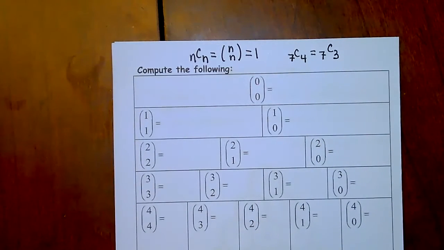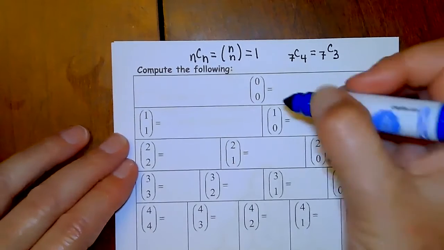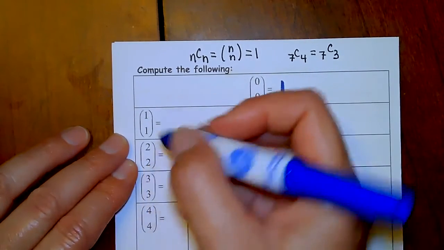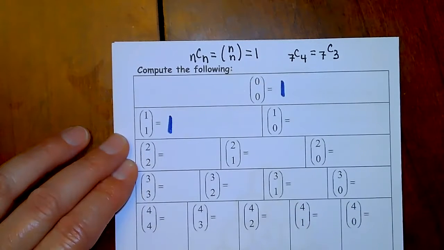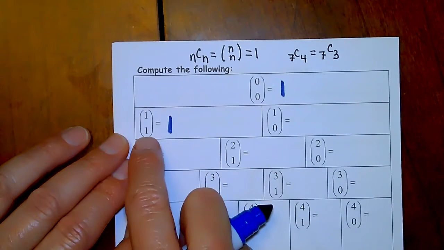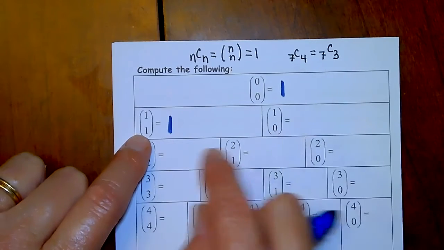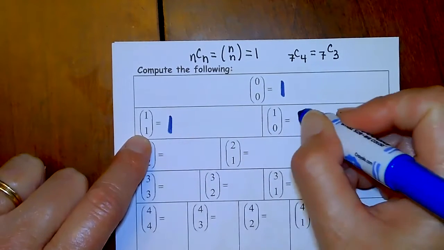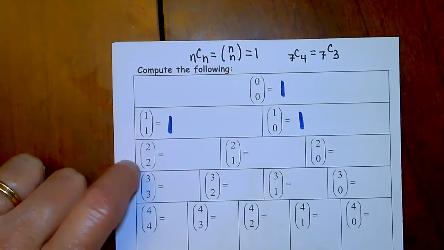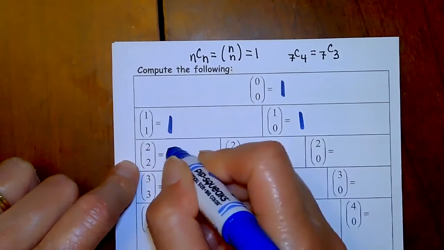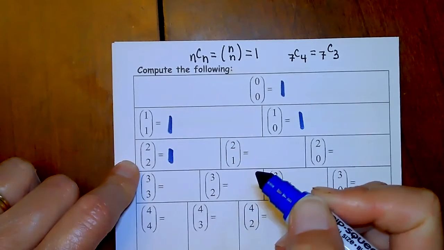Okay, so 0 choose 0 is 1. 1 choose 1 is 1. Now, in this case, 1 and 0 add up to 1. So these are going to be the same. So that's also a 1. Now I'm going to be dealing with my 2's here. 2 choose 2 is 1. Okay.